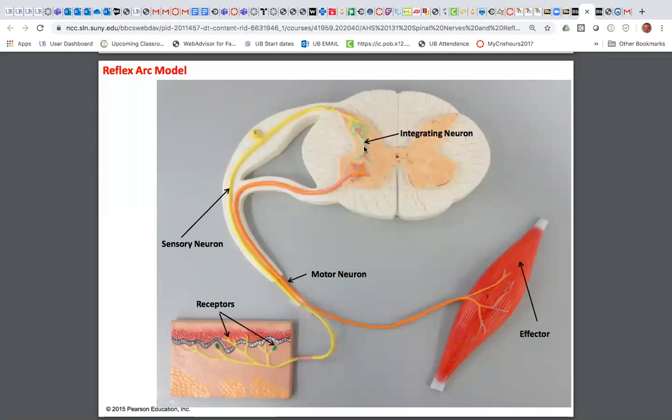Then this association neuron or interneuron is the relay man, and it relays that sensory input to the motor neuron. And the motor neuron, or that efferent neuron, is going to relay that motor output to the effector. In this case, the effector is a muscle, but it could be a gland, and it could be a tissue. But here, again, the 5 parts of the reflex arc: receptor, sensory neuron, association neuron, motor neuron, and the effector.